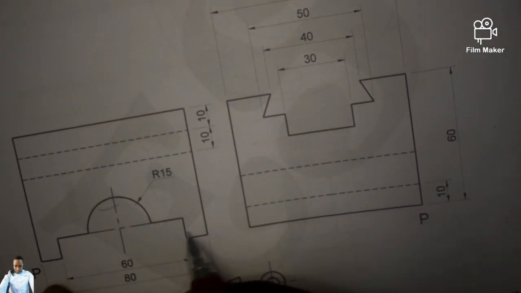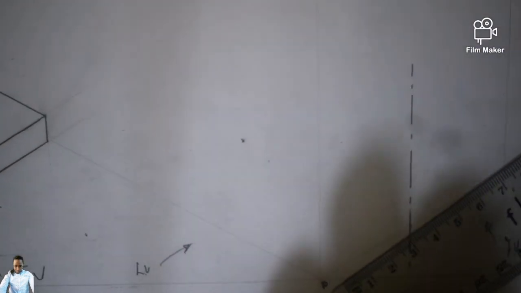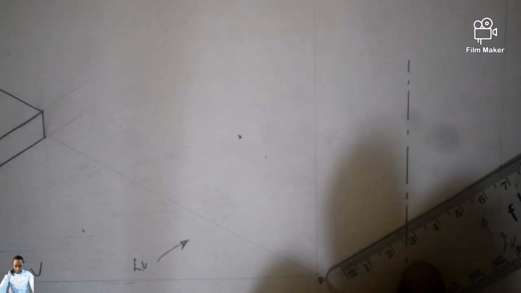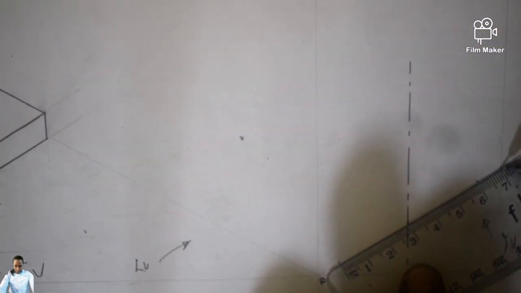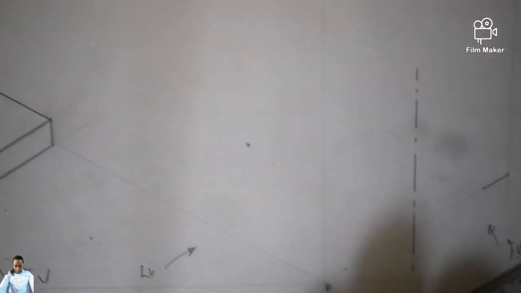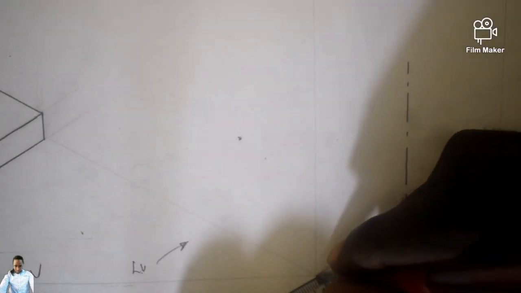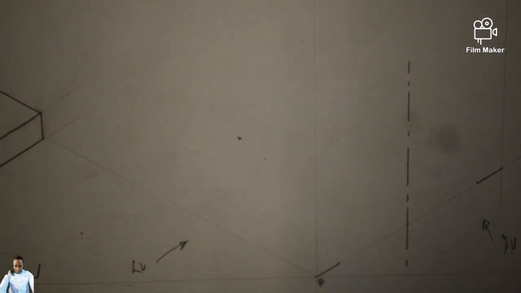Now we are having a dimension of 60. Simple, eh? So 60 divided by 2, I'm getting 30. So I'll put my 30 at the center. So I mark at 60 and mark at 0. You understand? So from here till there, solid, and again from 0 back to point P, dark, all together.